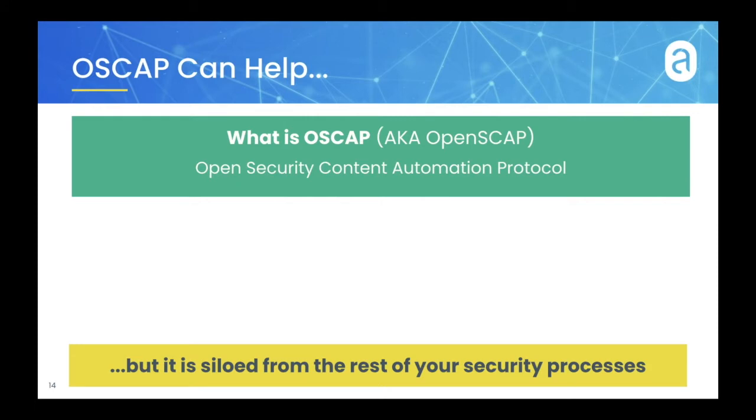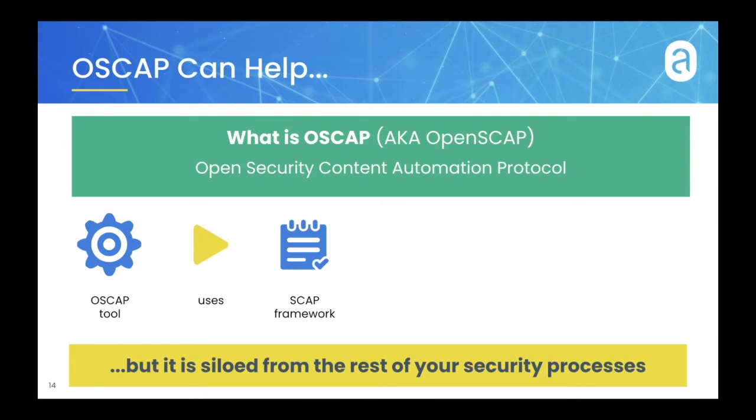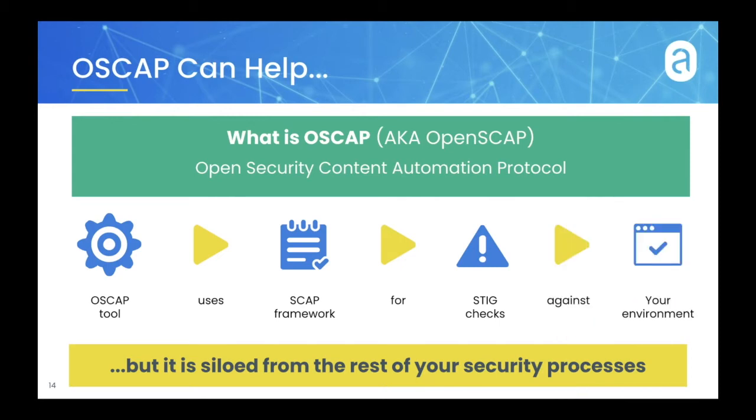How OSCAP can help. OSCAP is the Open Security Content Automation Protocol. It's a tool that you could use to apply the SCAP framework. So you could apply STIG checks to your environment and get results back. It's an automated command line tool you could use. I've used it a ton, and what we do here at Anchore relies on OSCAP quite a bit. But what we do is a little bit different in how we leverage the tool and make it a little bit more flexible for a DevOps environment.